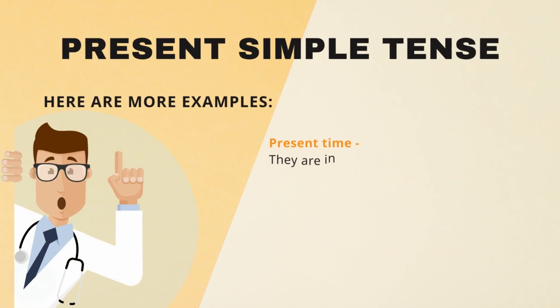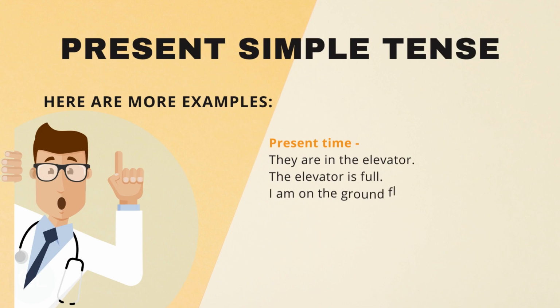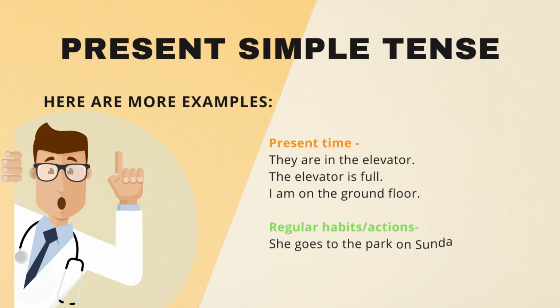Here are more examples. Present time. They are in the elevator. The elevator is full. I am on the ground floor. Regular habits or action. She goes to the park on Sundays. We carpool to work.